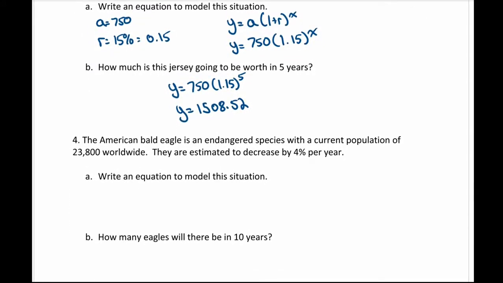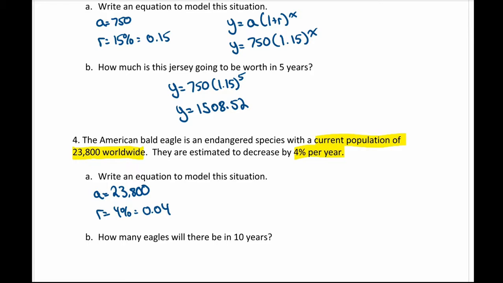For 4, the American bald eagle is an endangered species with a current population of 23,800 worldwide. They are estimated to decrease by 4% per year. So right from the question, it's giving us a percentage and an initial amount. So A equals 23,800, and R equals 4%, which is 0.04.